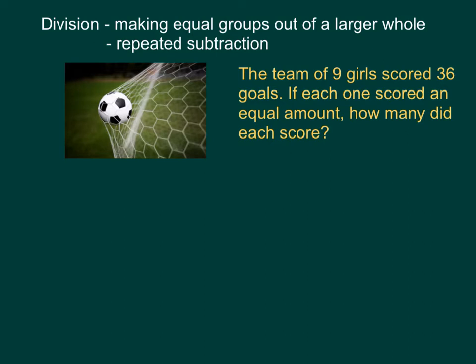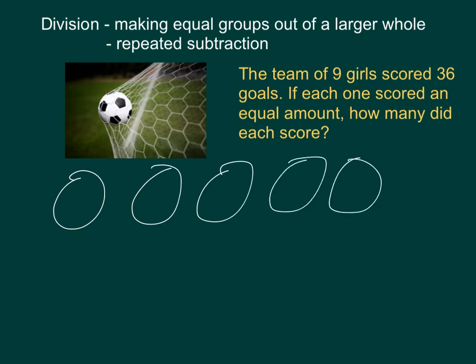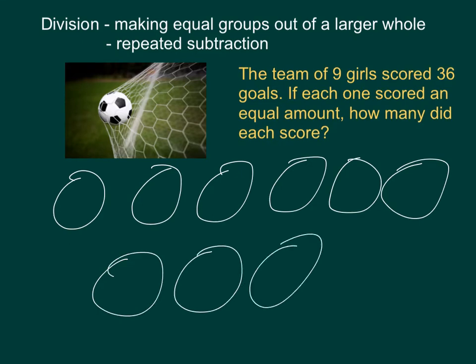So we know that there are 9 girls. So what I'm going to do is draw 9 circles. 1, 2, 3, 4, 5, 6, 7, 8, 9. 9 circles, 1 for each girl. And then I will put a dot inside each one to represent a goal until I get to 36.